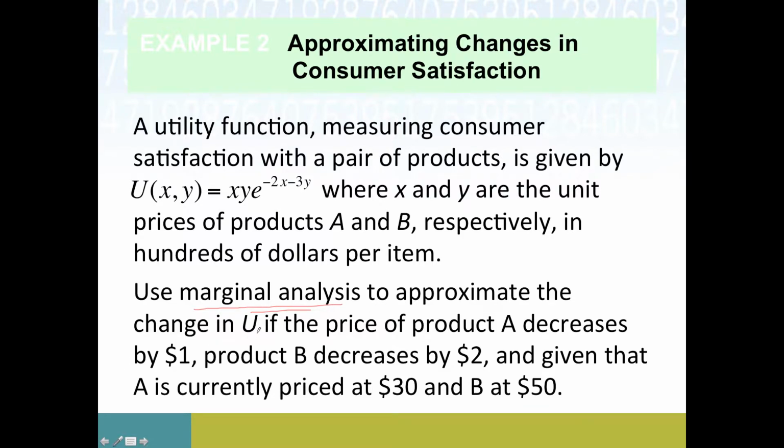So we're trying to figure out how much this function u changes if product A goes down by $1 and product B goes down by $2. We also are given a starting point. A is $30 per item and B is 50.